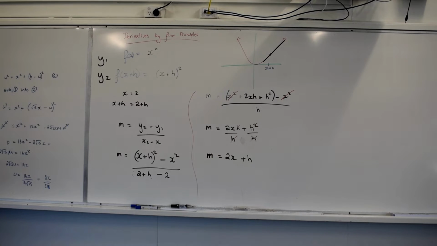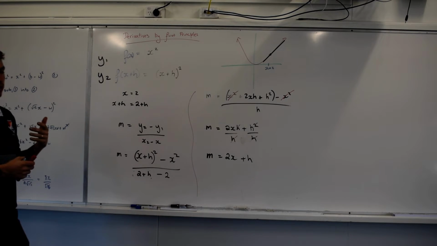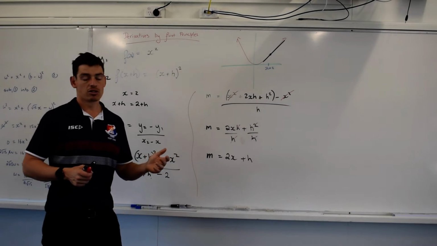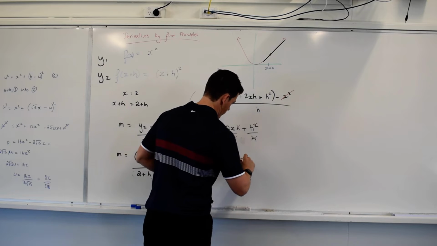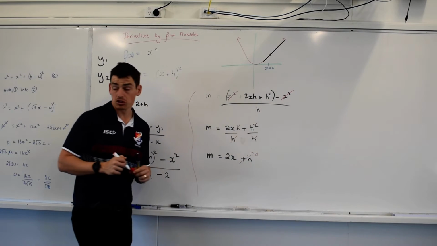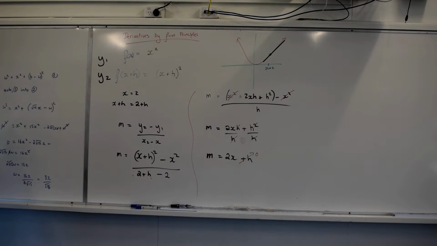What was h? Really small. Some really small number, correct? So small, would I even consider it? No. So because it's so small, I can just get rid of it. I'll just put a line through it. I'll let that equal 0 because it's so close to 0 it doesn't matter. What am I left with? 2x. What was x? 2.